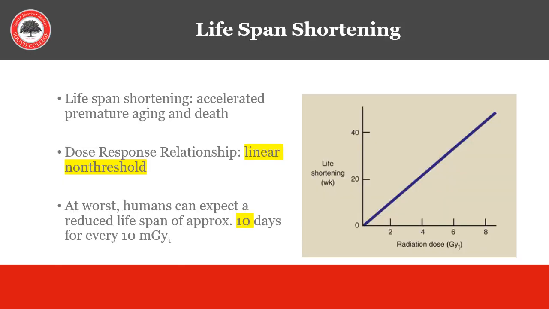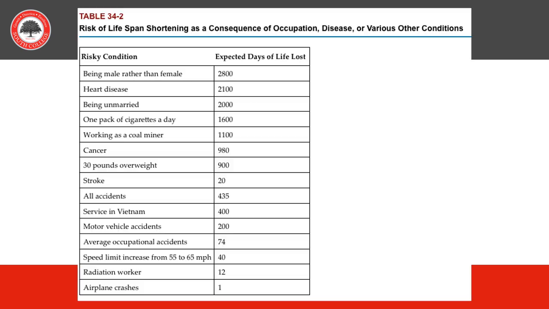Lifespan shortening was examined in radiologists specifically and found in no other population groups. The exact cause of death was just dying early. The dose-response relationship within the group was found to be linear non-threshold, and scientists determined from their research that at worst, humans can expect a reduced lifespan of approximately 10 days for every 10 milligray in tissue received.